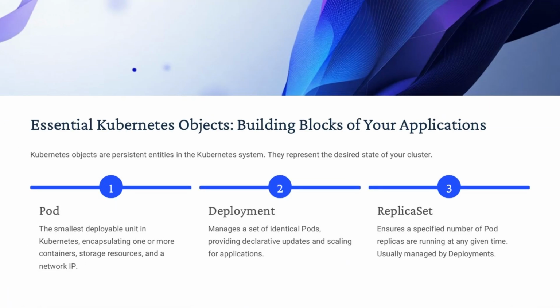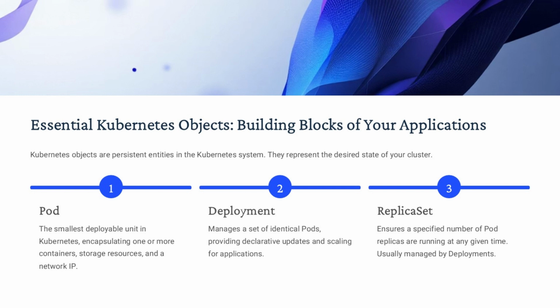Now that we know where things run, let's look at what we are running. These are the essential building blocks. First, the pod. This is the atom, the smallest unit in Kubernetes. We don't deploy containers directly. We wrap them in a pod.